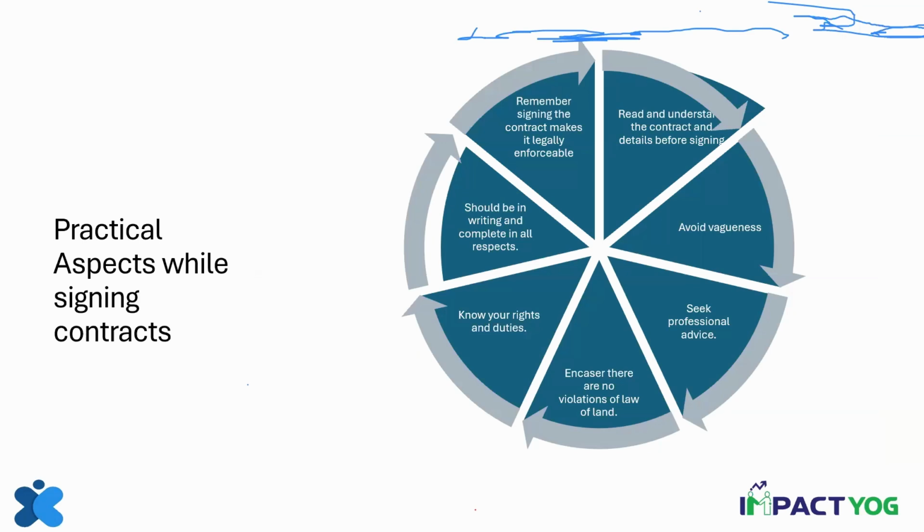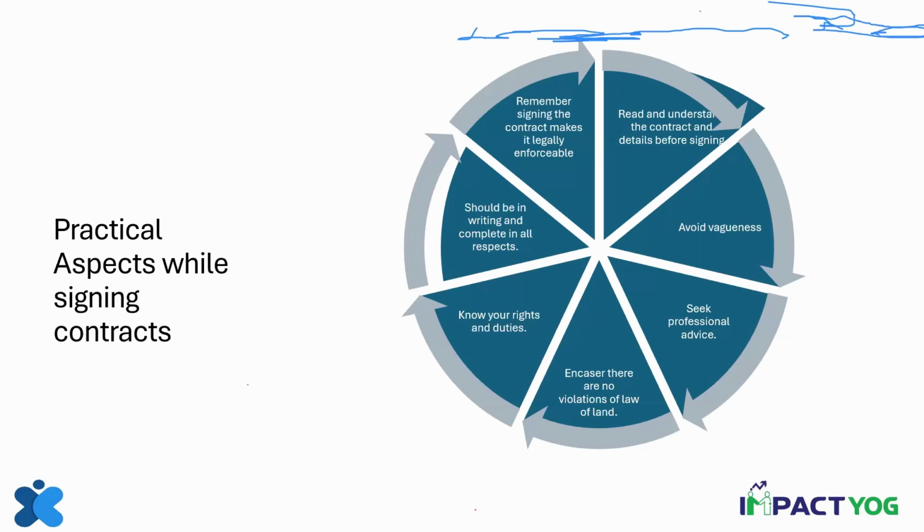Okay, normally contracts should be in writing and should be complete, meaning that all the clauses in the contract should be there. You should know your rights and duties, ensure that there is no violation of any laws, seek professional help if you want to get clarified on any of the provisions, and avoid vagueness. So the contract terms and conditions should be very, very precise.